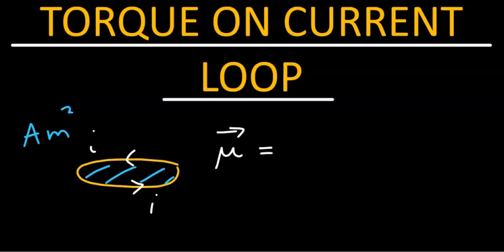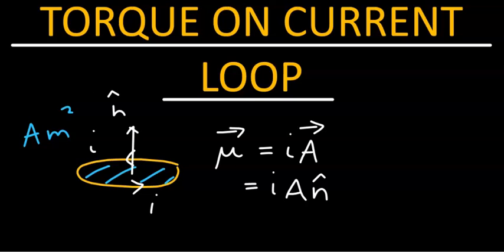The expression for this magnetic moment is the current I times the area vector A. Or since the area vector A is just the area A times the normal vector n hat, where the normal vector n hat goes up like that. So this normal vector lies in the direction perpendicular to the plane of that area. So therefore, that is also the direction of the magnetic moment.